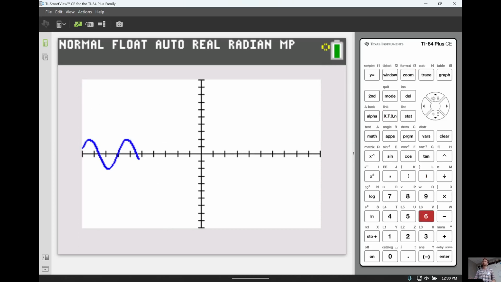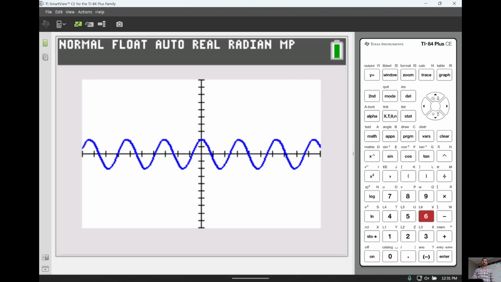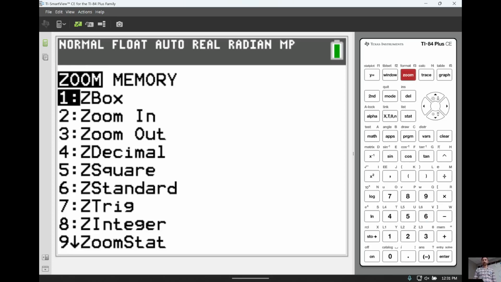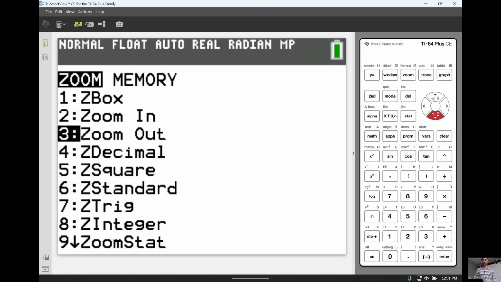Now, chances are, when you hit graph, it's going to look something like this. The problem is, this is the standard -10 to 10, -10 to 10. That's not how our graphs are set up. One thing that you can do is you can hit zoom 7 for zoom trig, and it tries to change it to a standard trig setting.